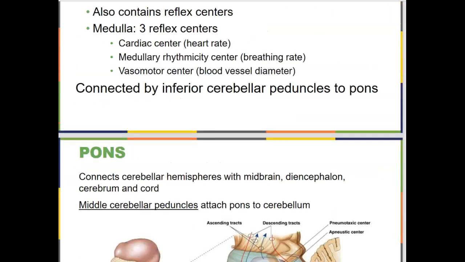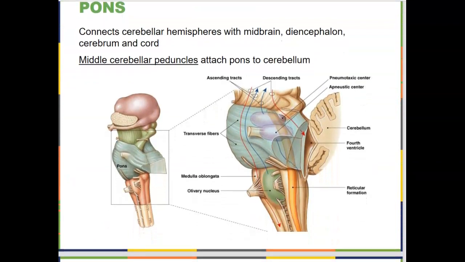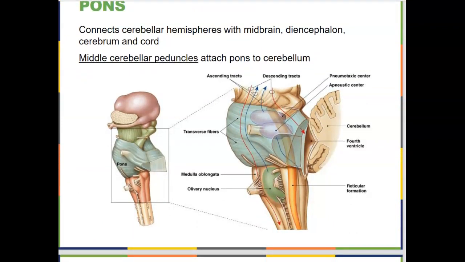And it's connected through the pons, and here are our pons. Okay, so the pons connect the cerebellar hemispheres of the brain, midbrain, diencephalon. The pons basically help regulate the information going down and information going up.